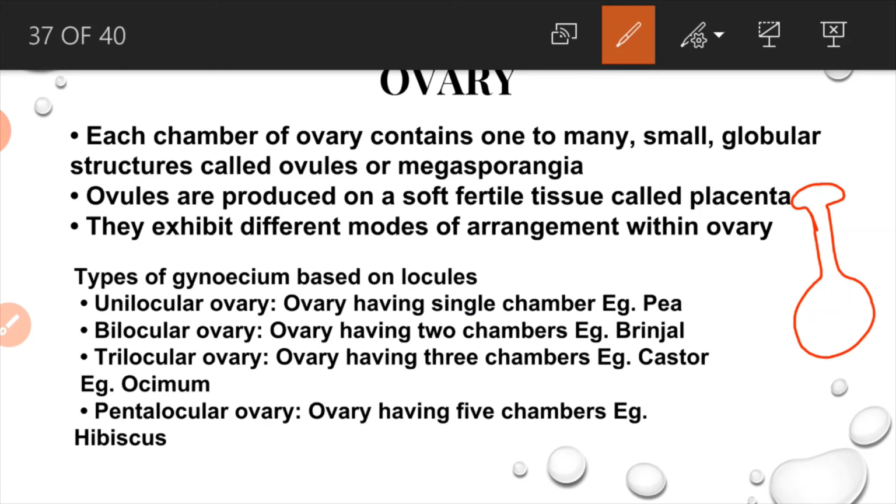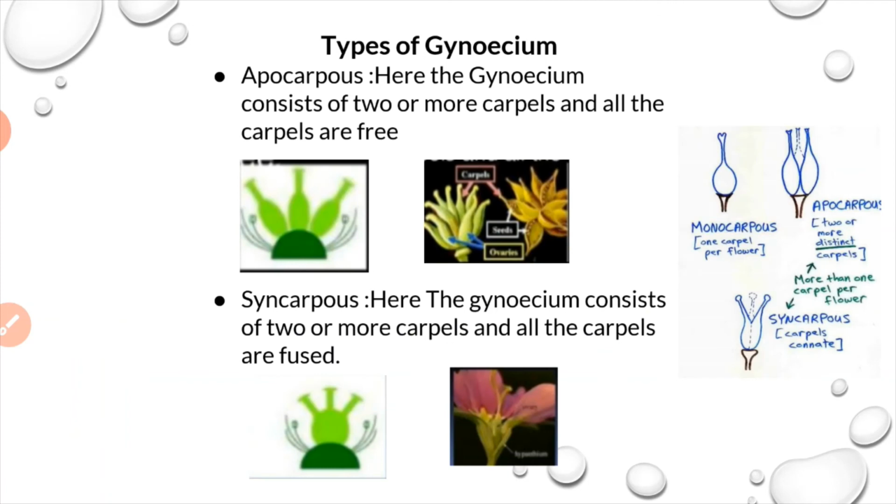In the ovary there are chambers or locules. If an ovary has one locule or one chamber, then it is unilocular ovary, for example in pea. Bilocular ovary if it has two chambers, as in brinjal. If there are three chambers in the ovary, then it is trilocular, in case of castor. If there are five chambers, then it is pentalocular ovary, in case of hibiscus. These are the different types of gynoecium.